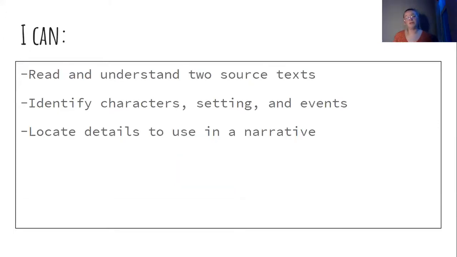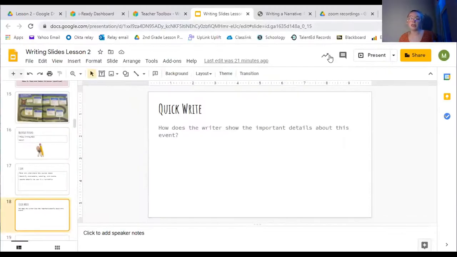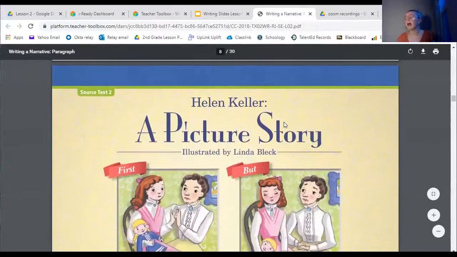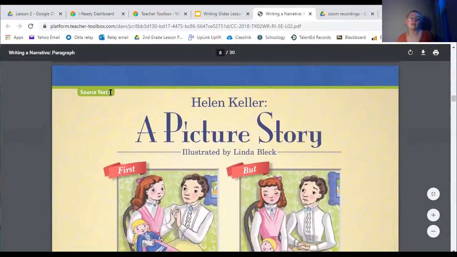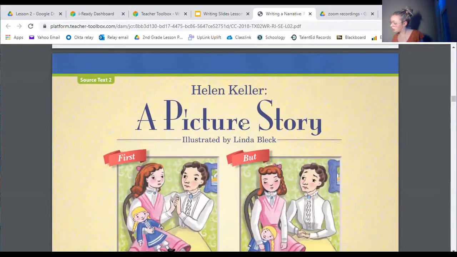Our I can statements: I can read and identify two source texts. I can identify characters, setting, and events, and I can locate details to use in a narrative. We are opening up our books to page 47 today, and you will see it say Source Text 2, Helen Keller, A Picture Story. So, we are going to read this text as a reader, first of all. So let's go ahead and do that.